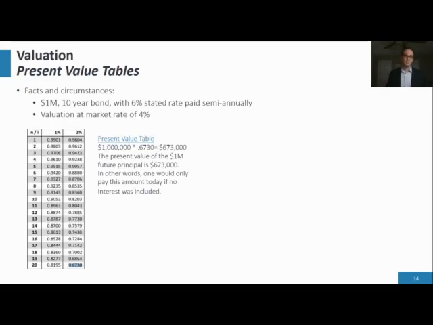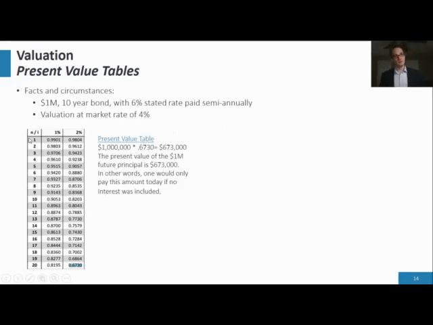I've included these tables here. They're in most of your textbooks, and generally will be included on your exams if you're tested on this kind of question. What we have to look at is the number of periods and the interest rate. I've just cut an excerpt. It will be much larger if you click on the link here, and you have the 2%, 3%, 4%, 5% on the link.